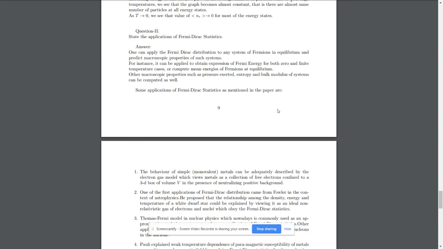One interesting observation that we get from this is the Pauli pressure. We observe that there is a non-zero pressure exerted as a consequence of the Pauli exclusion principle, and this is a direct consequence of the fact that we use Fermi-Dirac statistics to model the system.